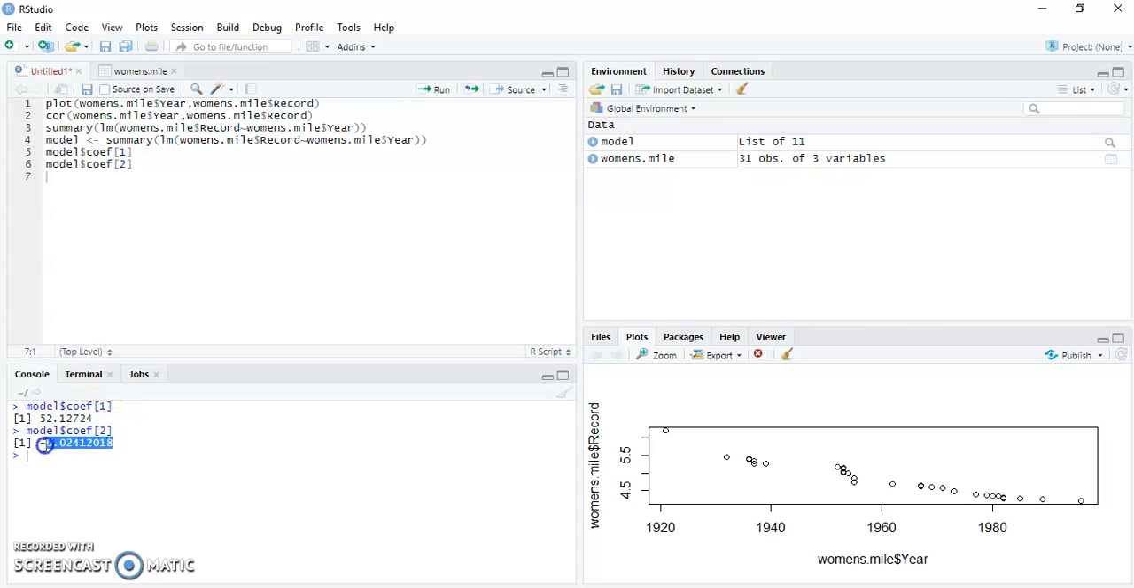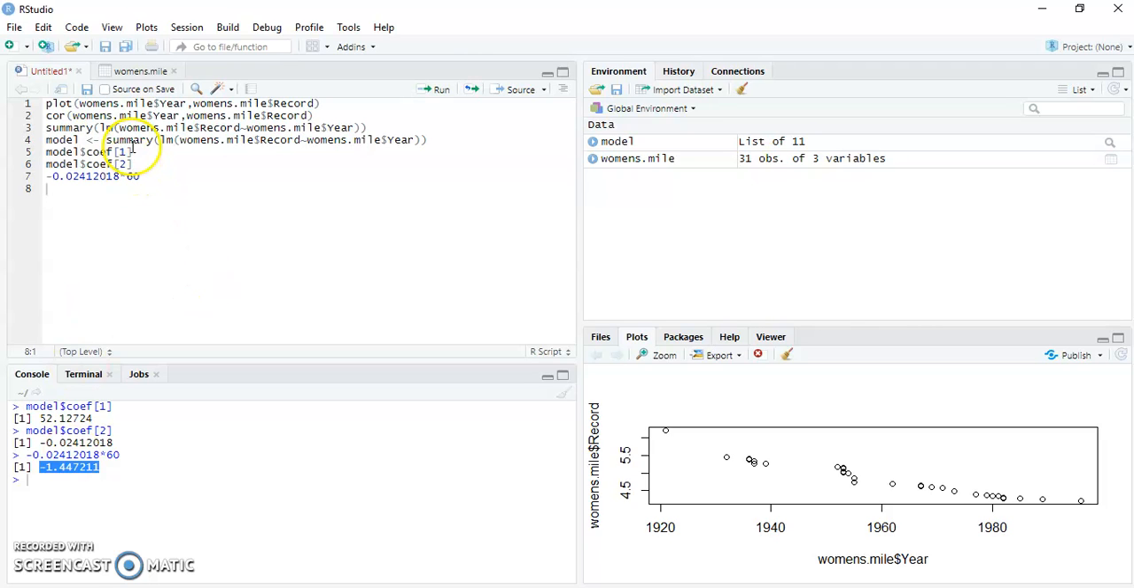But this number is interesting because this is the slope. The second coefficient in there is the slope. This is in terms of minutes, so if I multiply it by 60 to get it in seconds, what that's telling me is that based on our model, the world record for the women's mile is dropping by almost 1.5 seconds every year, according to the model. Now, that's interesting information.